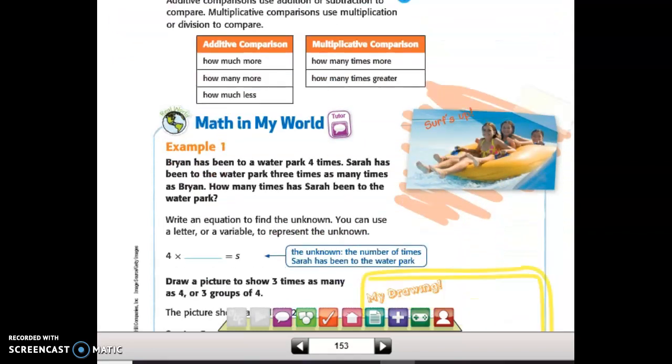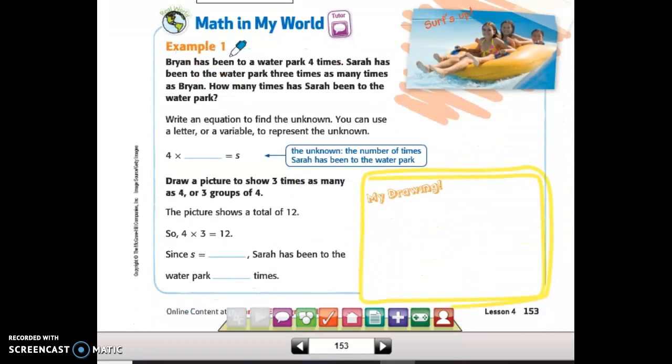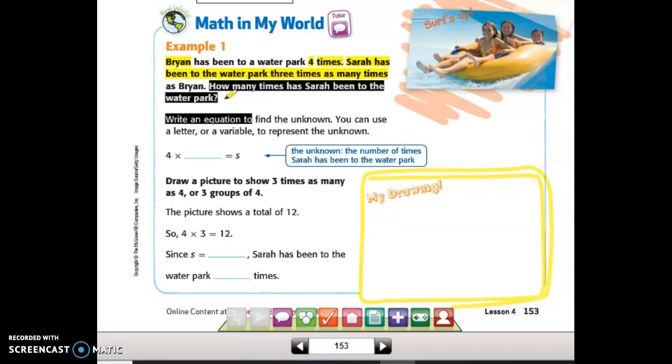Okay, example 1. Brian has been to a water park 4 times. Sarah has been to the water park 3 times as many times as Brian. How many times has Sarah been to the water park? So let's highlight what we know. We know Brian has been 4 times. We know Sarah has been 3 times as many. And the question we need to answer: how many times has Sarah been to the water park?